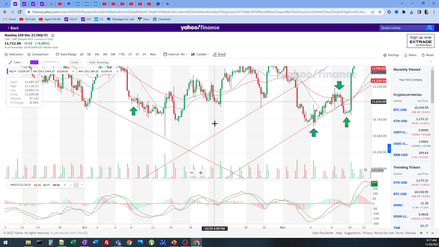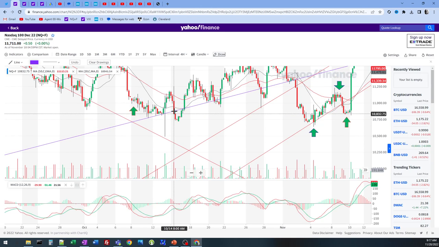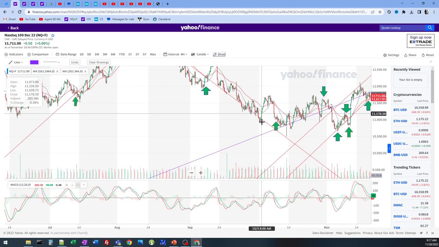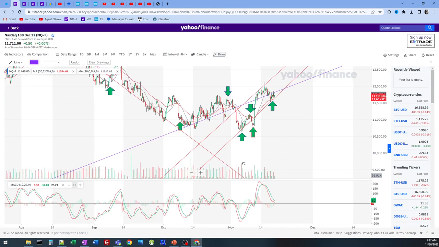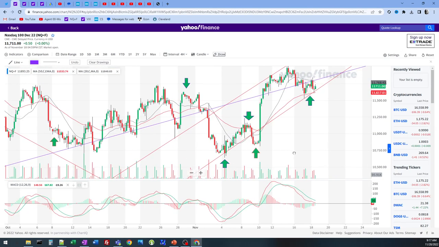I'm doing this only because I've studied it so much and I already know what it's going to do. But this is an example of a best fit line that I just drew, that purple line. Look at that. It goes through Friday the 18th, last trading day, this past week. See that? It hits contact points perfectly, perfectly, perfectly, perfectly. Best fit line is better than trend lines, because best fit lines are predictive, not trend lines.